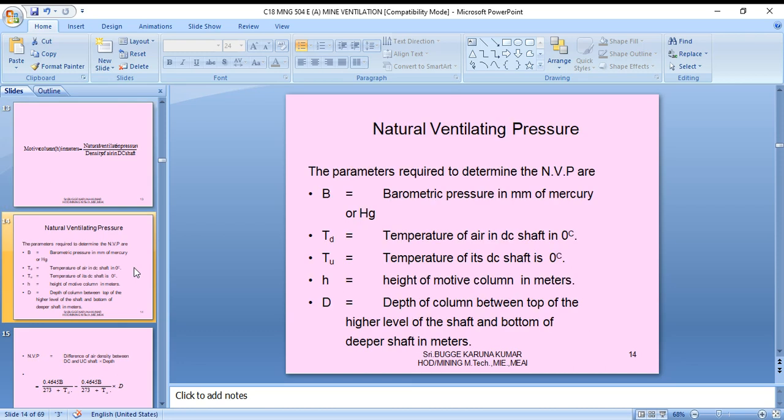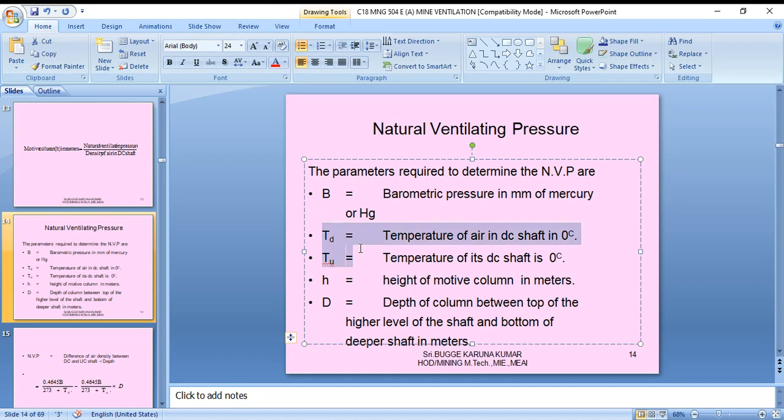Now I am going to explain the natural ventilation calculation part. Keep your pen and notebook ready. Different parameters can be observed here. The parameters required to determine the NVP are: capital B, the barometric pressure, measured in millimeters of mercury. This is the first factor. Next, temperature suffix D, that is the downcast shaft temperature, the temperature of air in the downcast shaft in degrees centigrade.